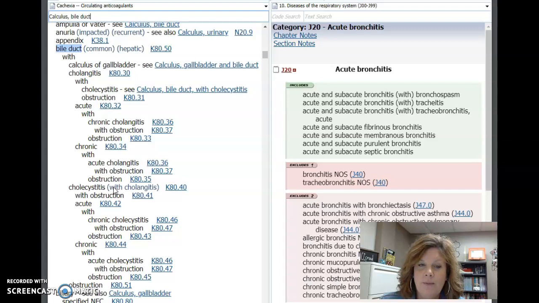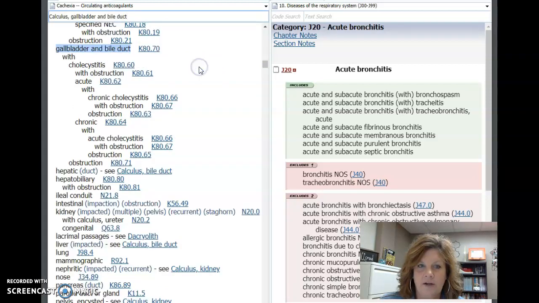Okay, but what am I not getting yet? I need the gallbladder and the bile duct because that's what it's all covering. So this isn't going to be the correct route. So let's go bile duct, calculus. What you want to look under is calculus, gallbladder, and bile duct, with cholecystitis. Now we're covering all three. Acute, K80.62.